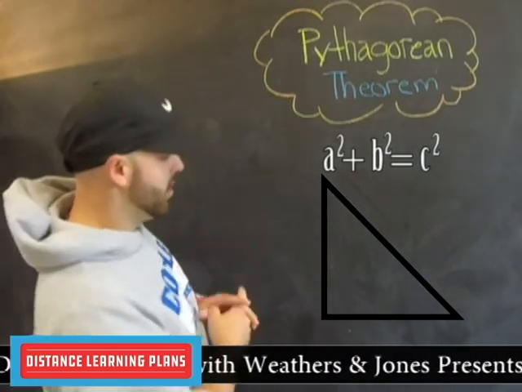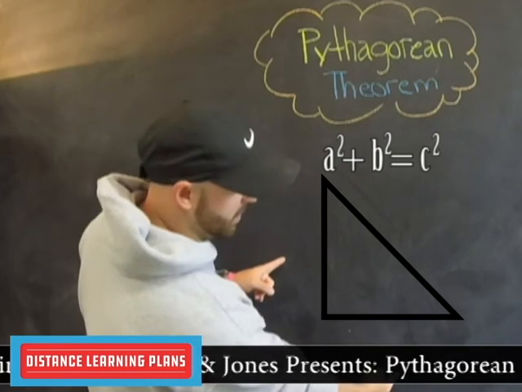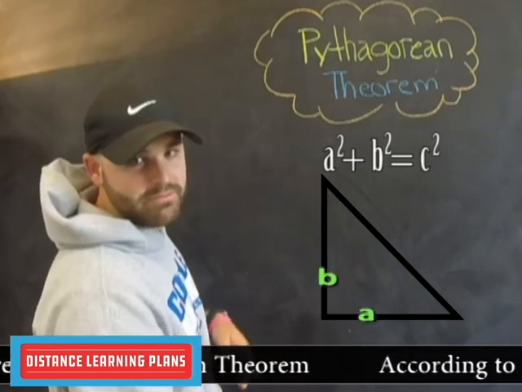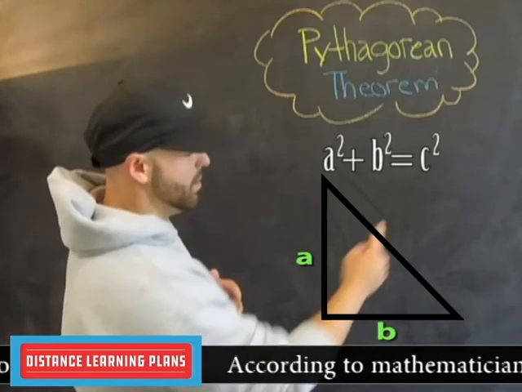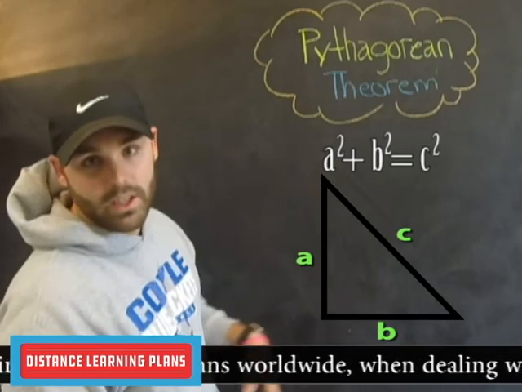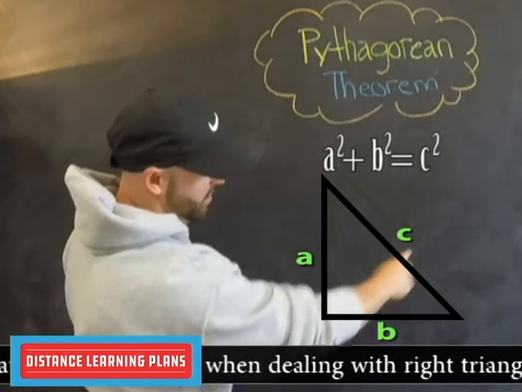But with the right triangle, it has two legs that can be labeled A and B, but they can be interchangeable. And then we have the hypotenuse, which is the largest side of the triangle, and is also always opposite the right angle.